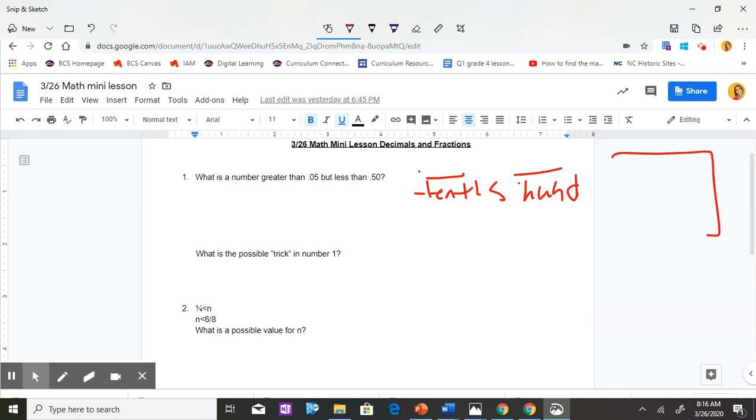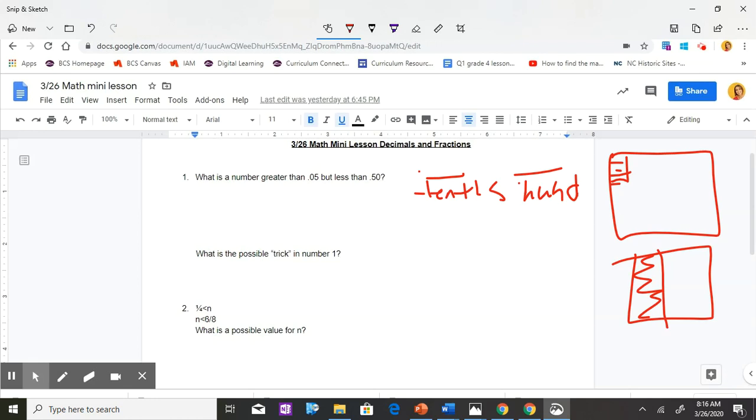When you're thinking about 5/100ths, remember that's just going to be this little tiny piece right here, 5 out of 100. And when you're looking at 50/100ths, that's going to be half of it. So anything that's in between those, you could pick 10/100ths, you could pick 20/100ths, you could pick 25/100ths. So that would be the option for a number greater or less than that. But pick your own, show your own work.